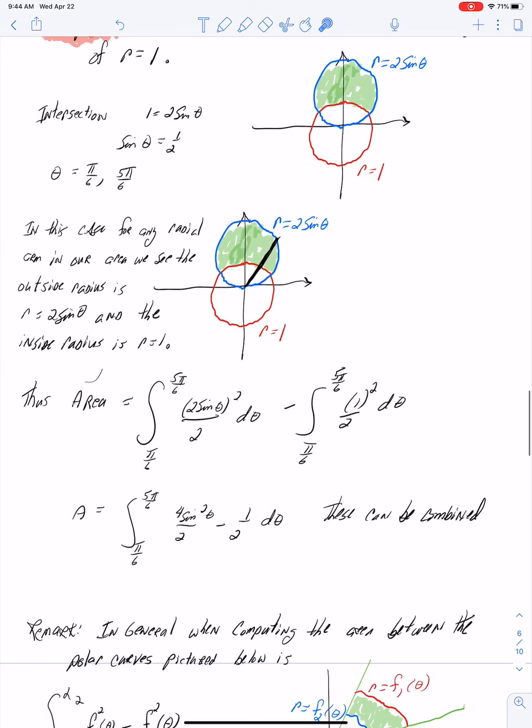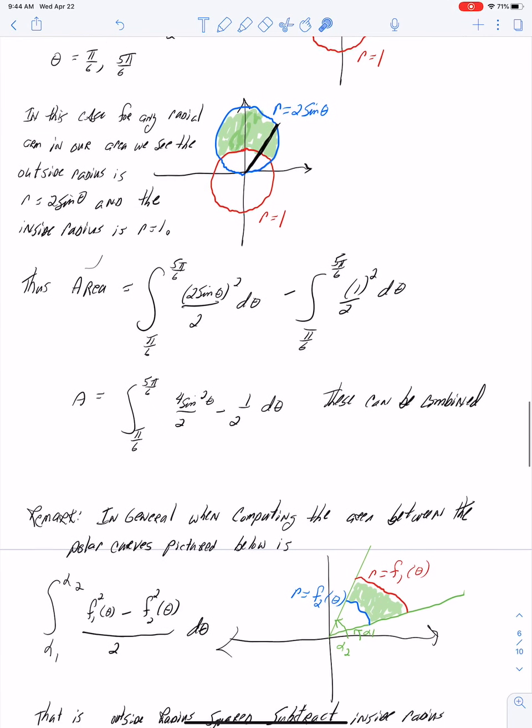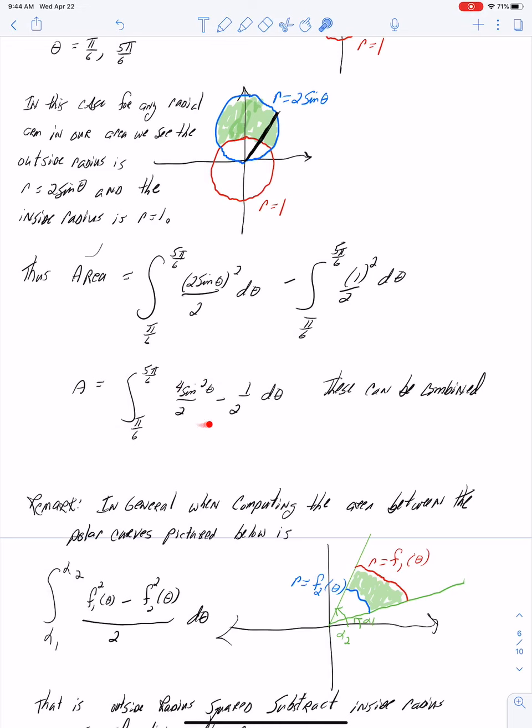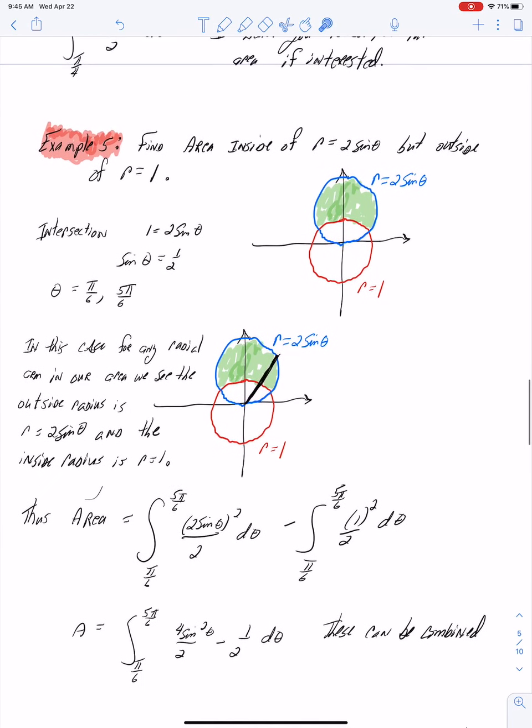And there I have it. That's the area inside of this curve, but outside of that curve. And again, if you want to compute it, I'll leave that up to you. Basic integration techniques. Now, what have we learned from this example?